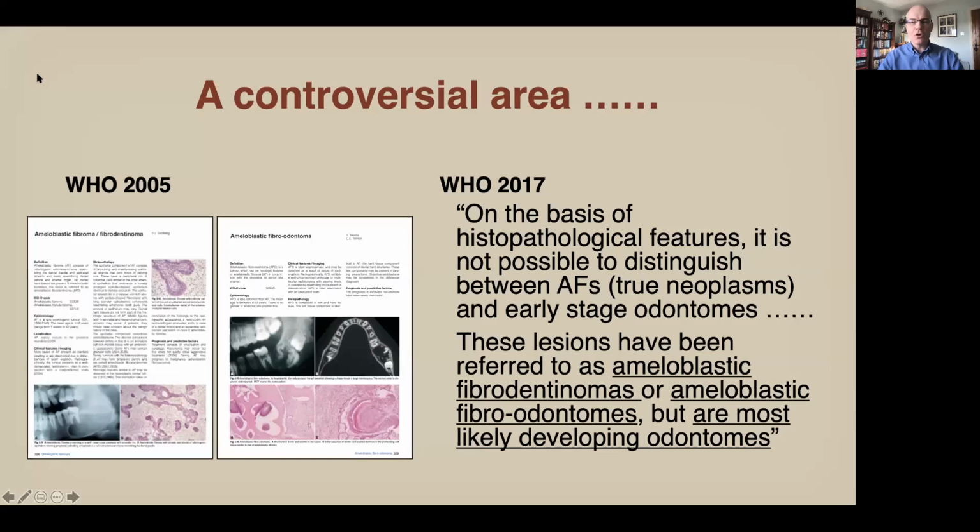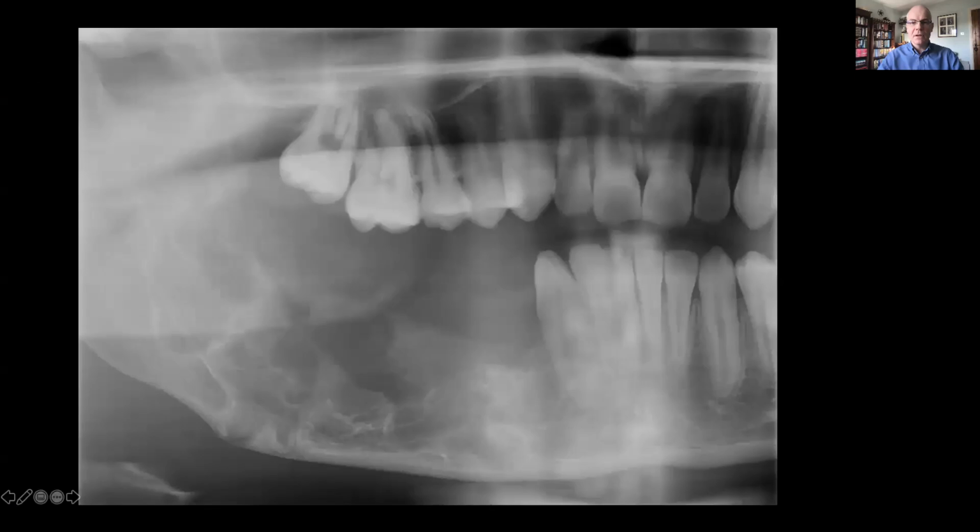And this is currently a very controversial area. In the WHO classification in 2005, this would have been termed an ameloblastic fibrodontome, whereas in the 2017 classification, these lesions have been assigned to developing odontomes. And this is a currently controversial area in the diagnosis and in the classification of these lesions. However, I would say that in my experience there are some lesions which do form dental hard tissue in this context, which are behaving like neoplasms.